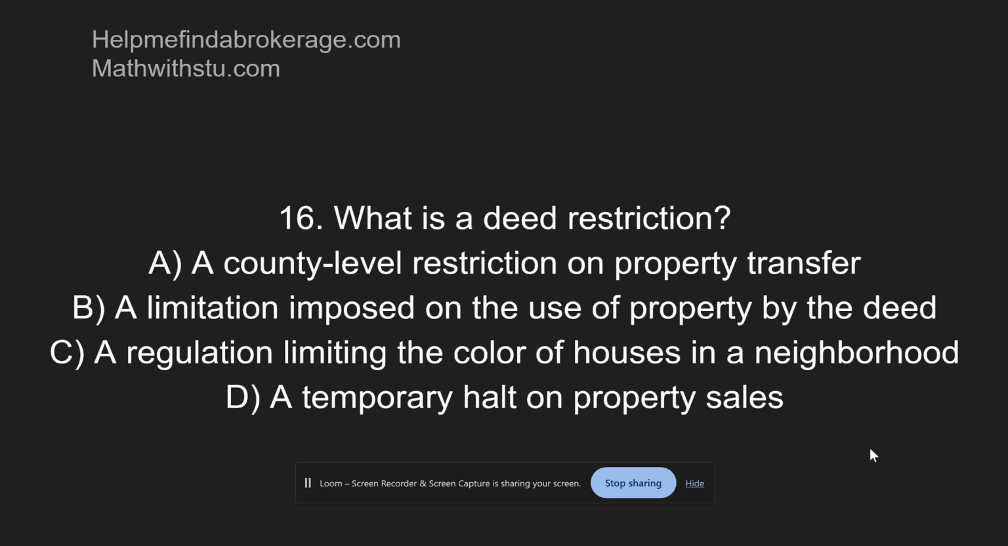Let's take a look at this. Number 16. What is a deed restriction? Real simple one. Is it A, a county level restriction on a property transfer? B, a limitation imposed on the use of the property by the deed? C, a regulation limiting the color of houses in a neighborhood? Or D, a temporary halt on property sales? So what do you think on this one?